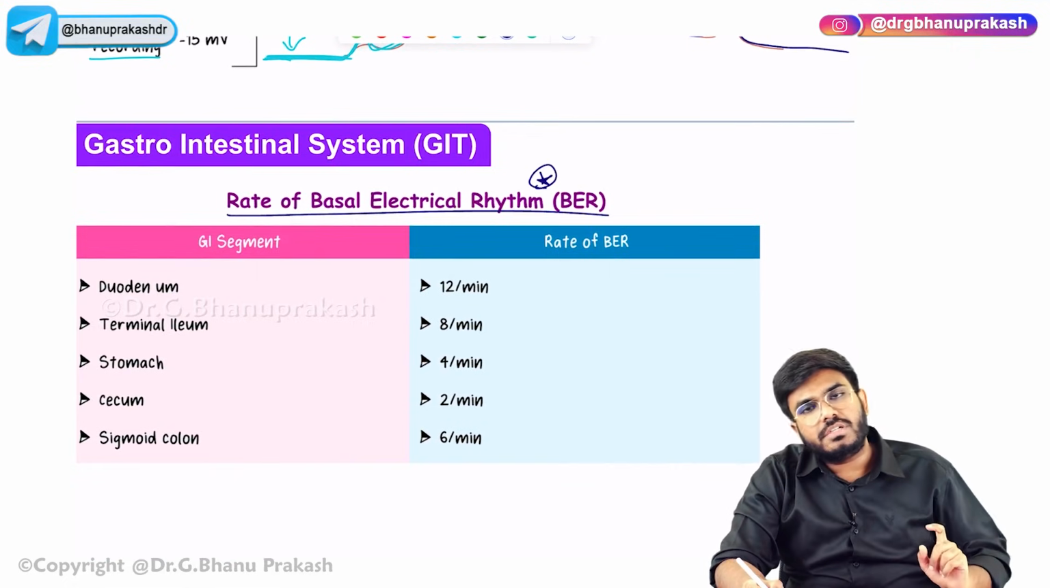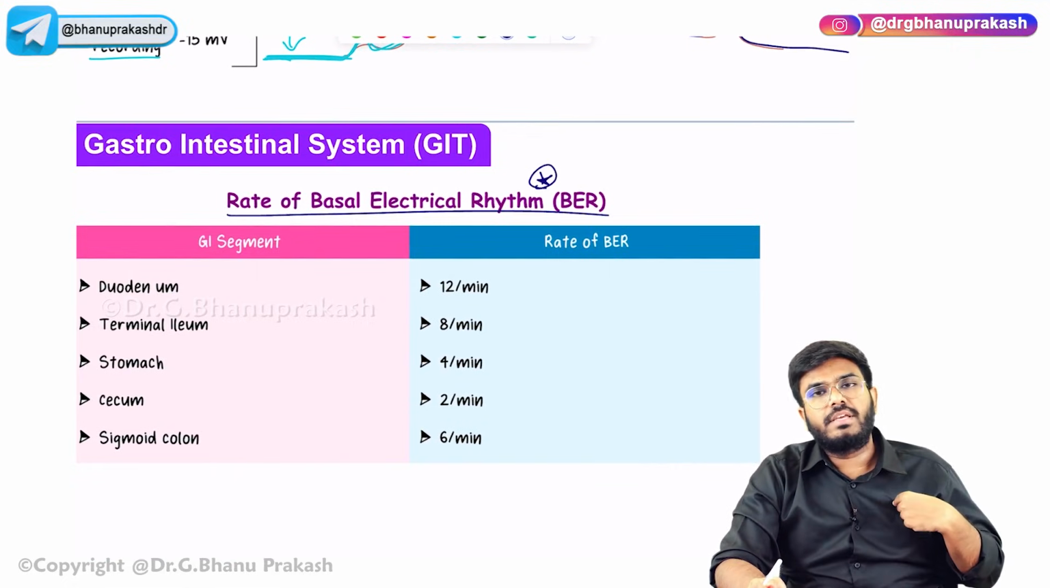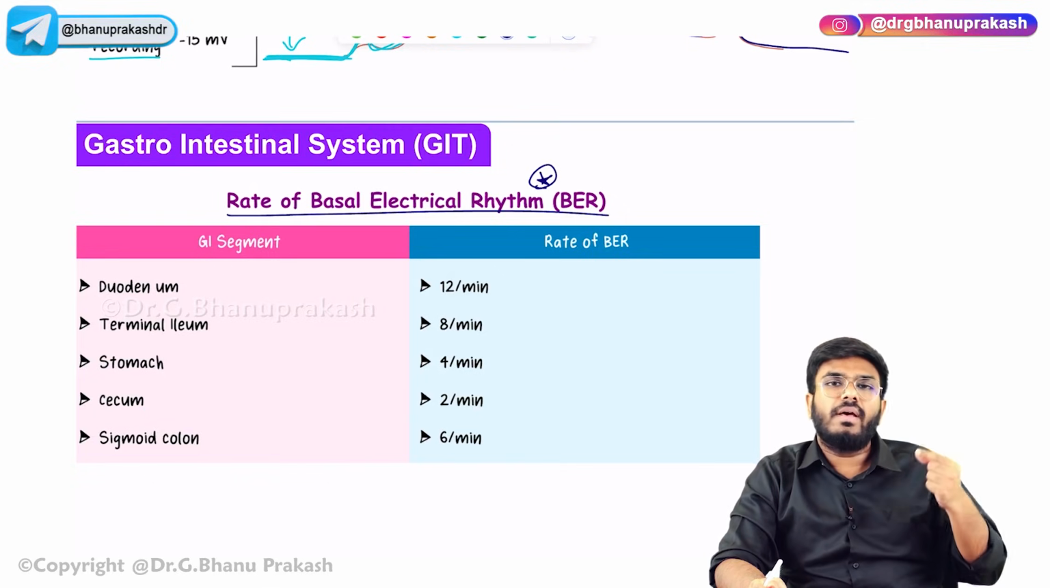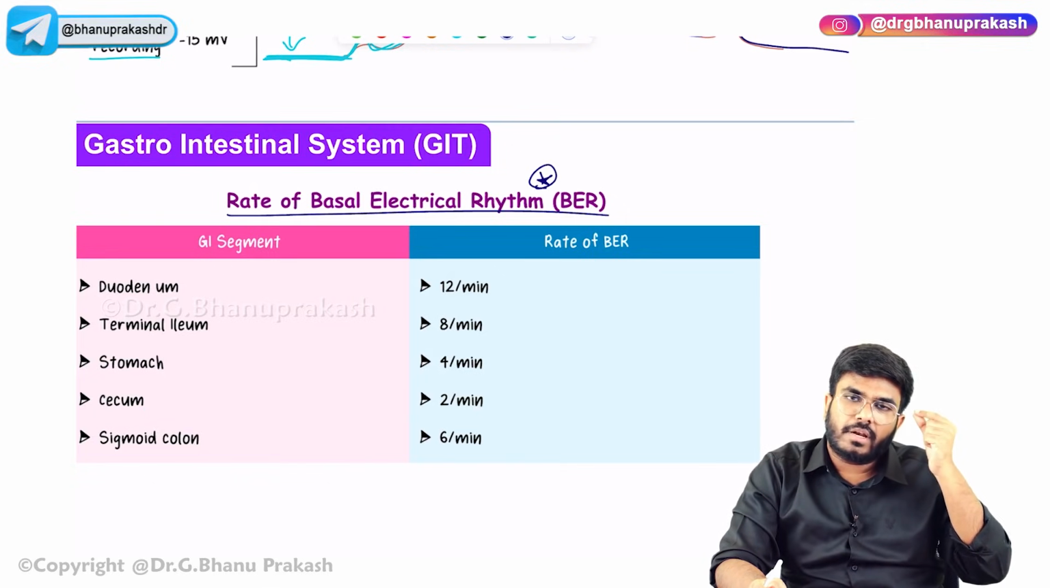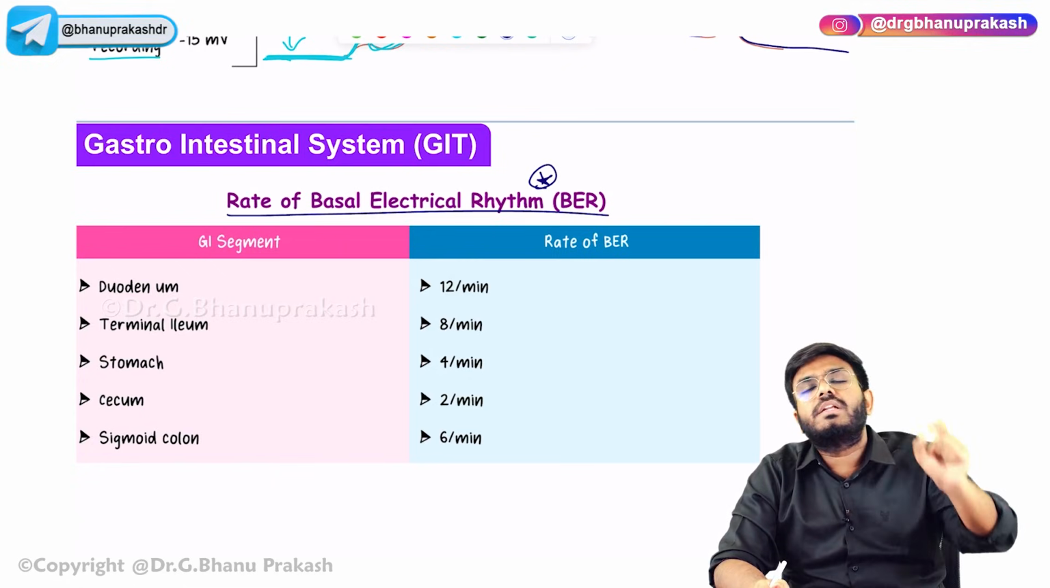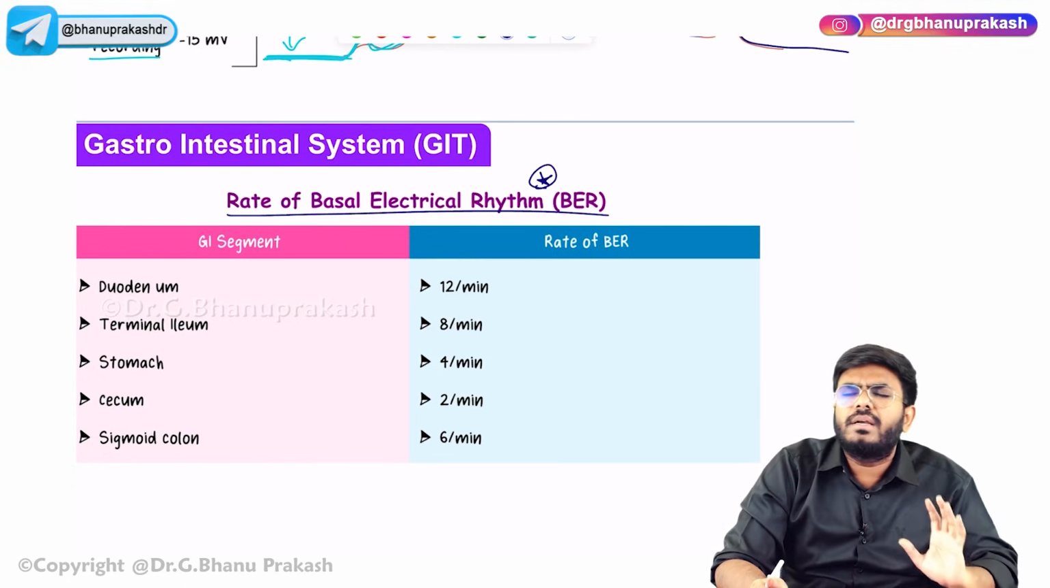There are many interstitial cells of Kajal. There is only one SA node, the pacemaker in the heart. There is only one pre-Bötzinger complex, the pacemaker of the respiratory system. But there are many interstitial cells of Kajal.